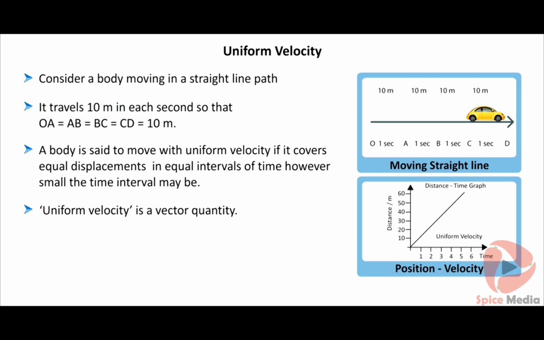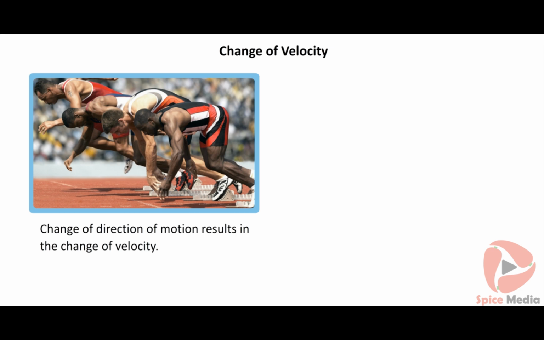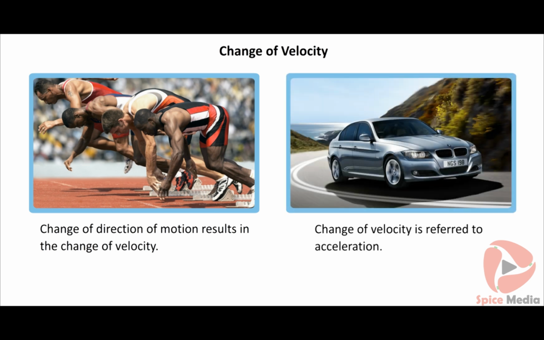Velocity is a vector quantity. Whenever there is a change in the direction of motion, it results in the change of velocity even though there is no increase or decrease of speed. This is due to the fact that velocity is a vector quantity that possesses both magnitude and direction. The rate of change of velocity is referred to as acceleration. Acceleration occurs any time an object's speed increases, decreases, or changes direction.